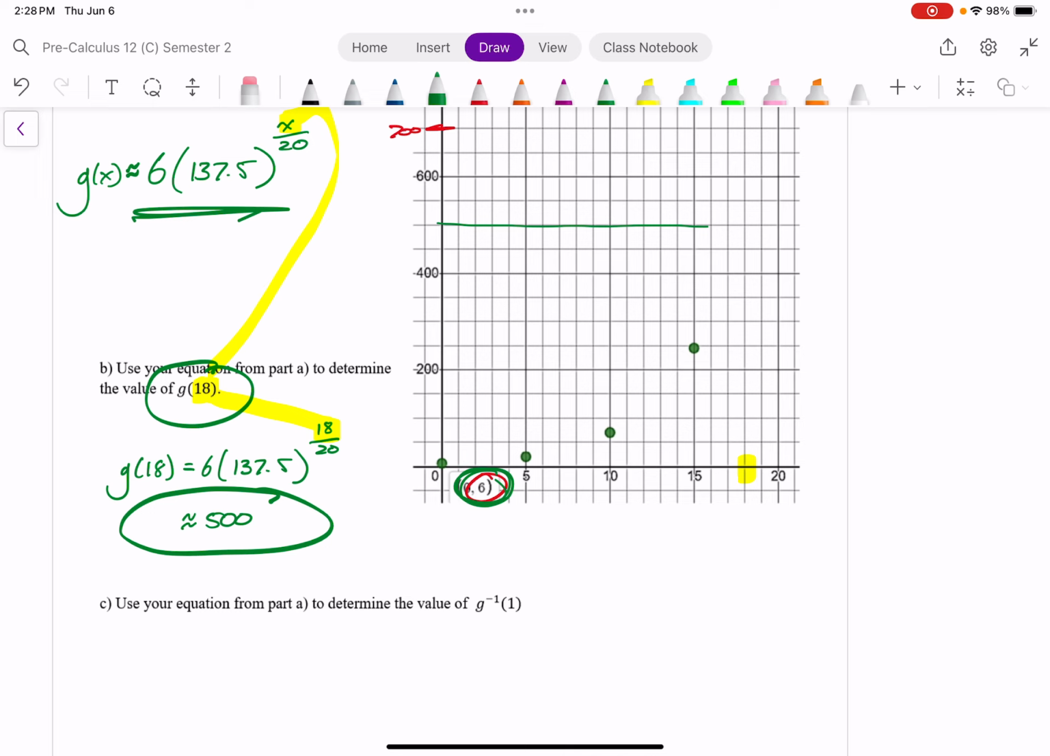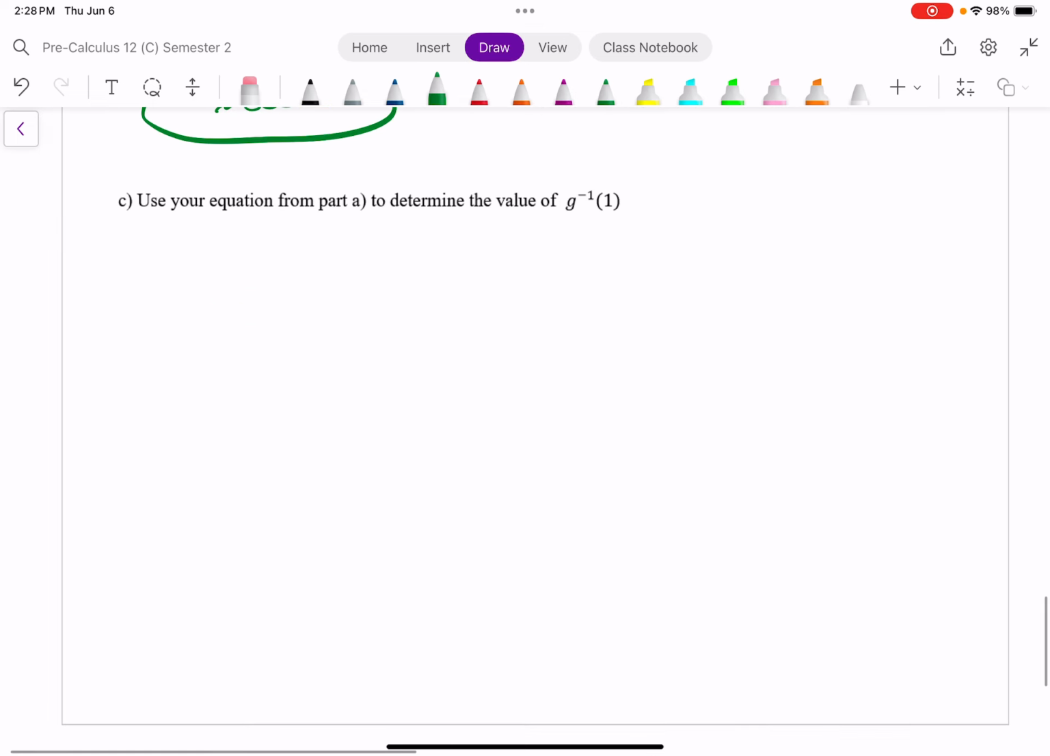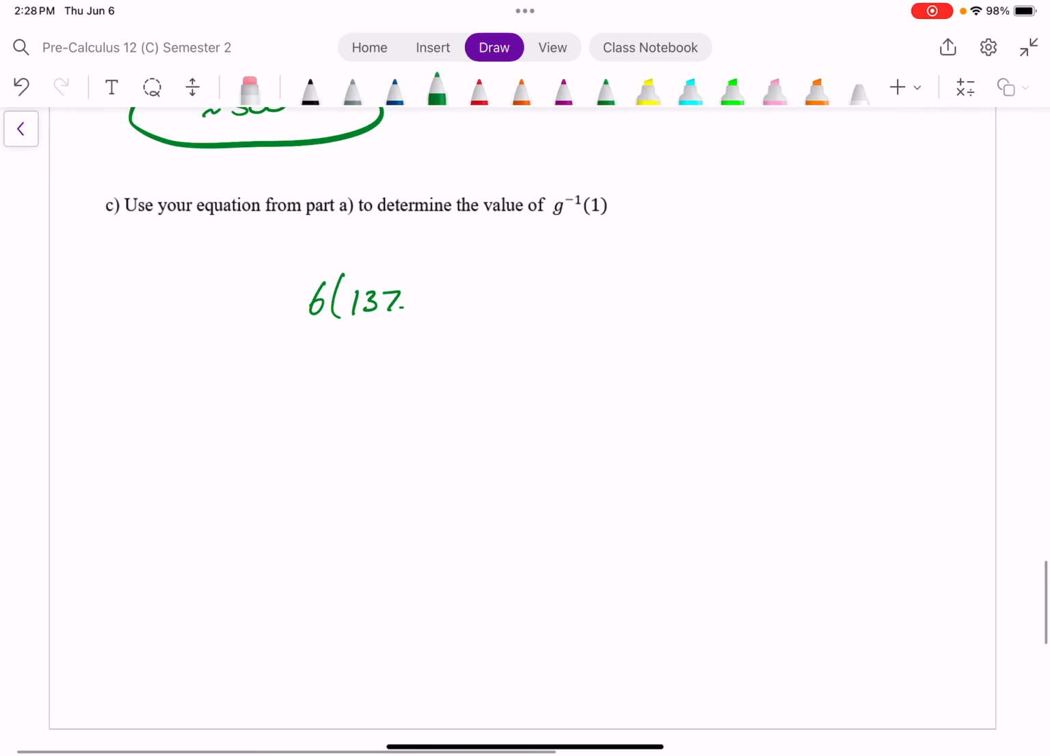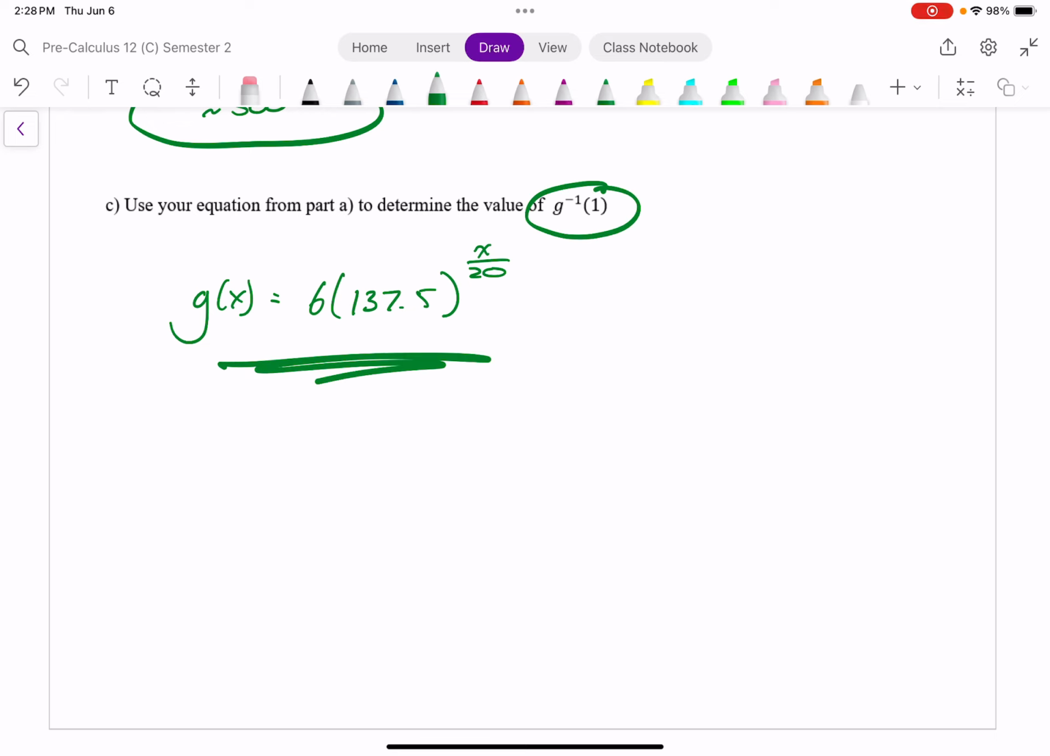But for part C, where I want to use the inverse, again, if we know our equation is correct, which I now know it is, I'm going to use the equation I had from part A, which was 6 times 137.5 to the power of x over 20. I'm going to use that equation for g of x, but I want to find the value of the inverse at 1, not g at 1. So I have a few options. One option is to actually find the inverse of this function. I'm not going to do that because I'd get a logarithm of base 137.5, which is nothing wrong with that, but I don't actually need to find the equation of the inverse to figure this out.